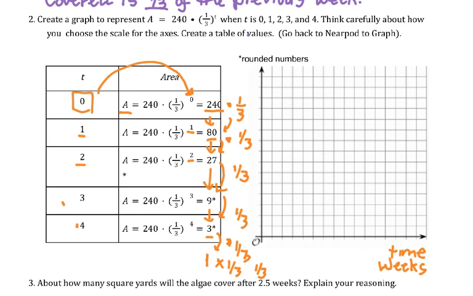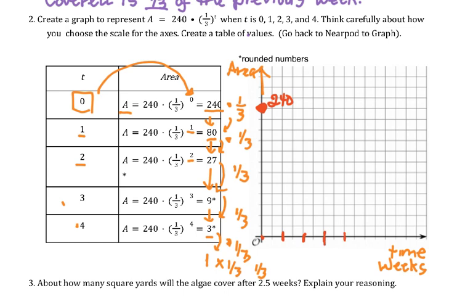And what is on the y-axis right here? This is my area. So I can easily right now drop a point right here. And let's just say that's when time is 0. So here's 0. And what is this? 240. Right? And so I can know that at 1, at 2, at 3, at 4, right?